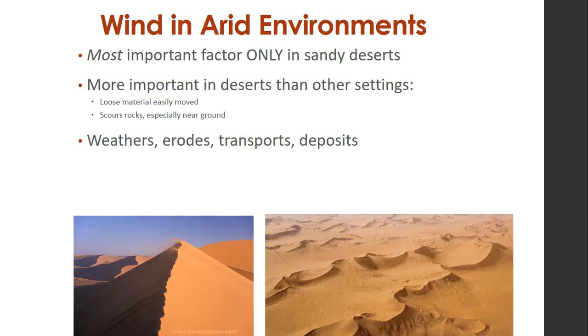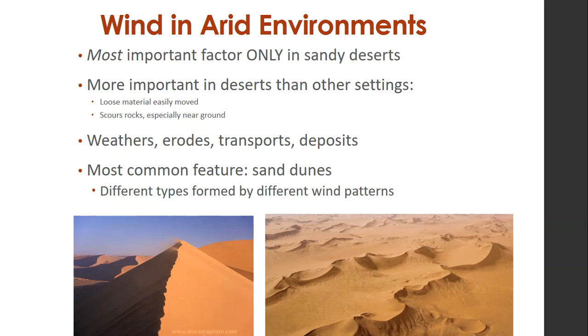And again, it is only the most important factor in these very sandy deserts. And the most common feature that you see from this is sand dunes, right? Which we have sand dunes in the US. You could actually, for not that far from here, go and see them, but they're not kind of the most common of arid landscapes.